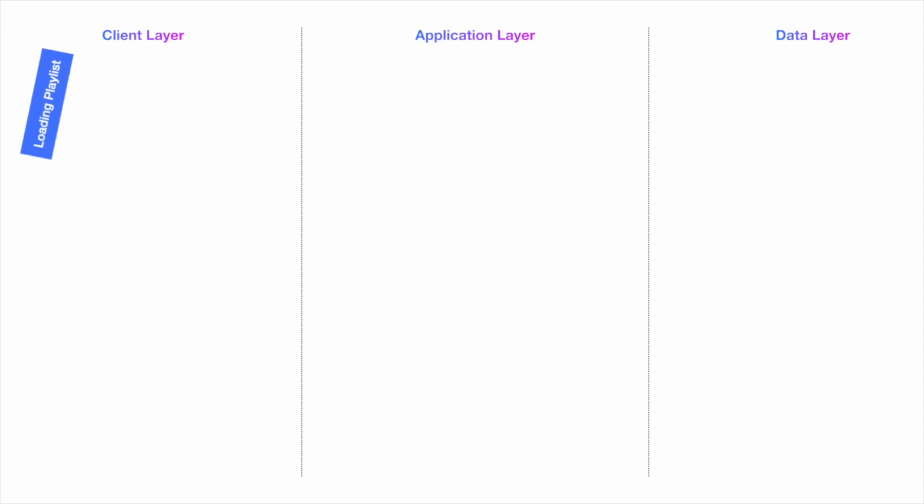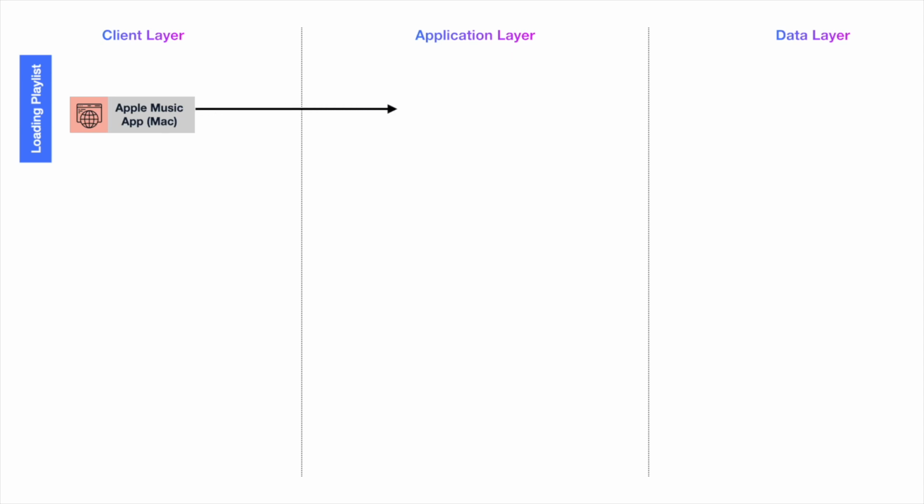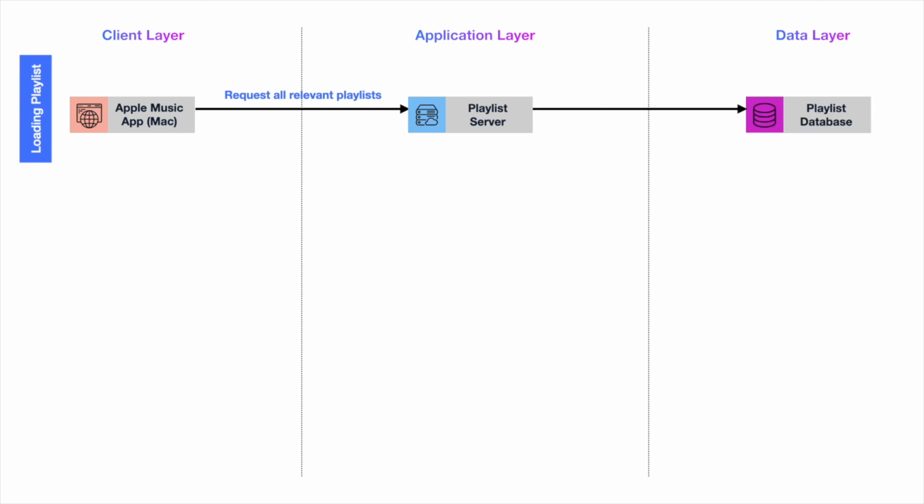So on the front end or the client layer, you can see that I'm using the Apple Music app on my Mac. This app makes a request to access all relevant playlists to a server. On the application layer, the request goes to Apple's playlist server, which processes the request. The server might check who's making the request and ensure everything is valid. The server then queries the playlist database, which stores all the playlist information.